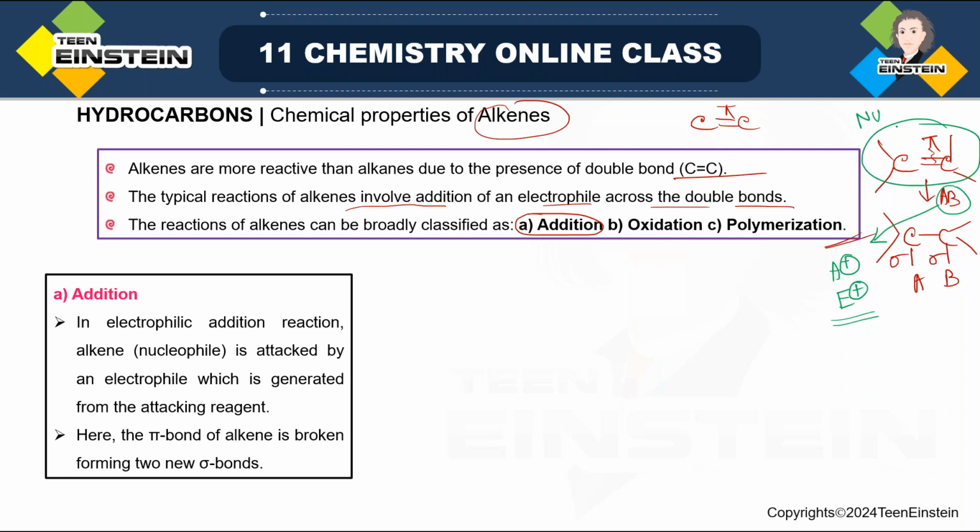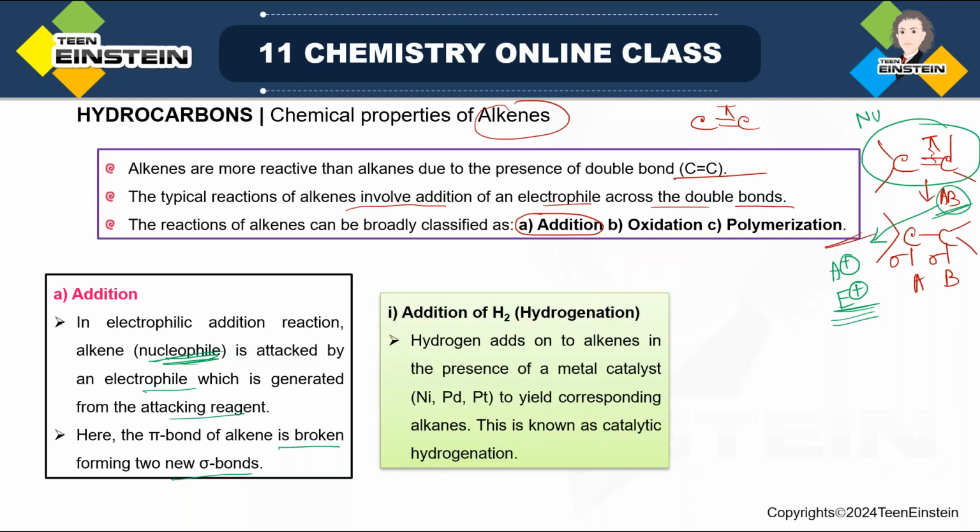Now, which electrophile? That depends on what type of reagent you have taken, depending on the reagent type AB. It is not that you will always get a positively charged species in free condition, but still we call this reaction an electrophilic addition reaction. So here the alkene, which is the nucleophile, will be attacked by some electrophile generated from the attacking reagent. The pi bond of the alkene is broken and there will be formation of 2 new sigma bonds.